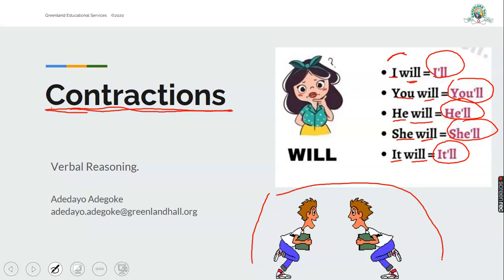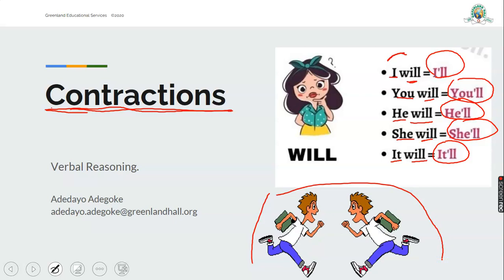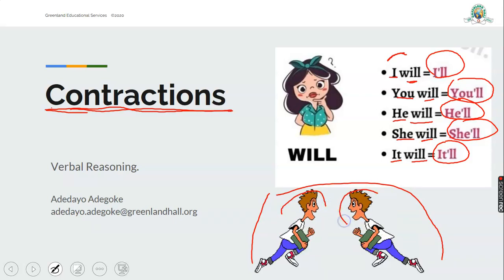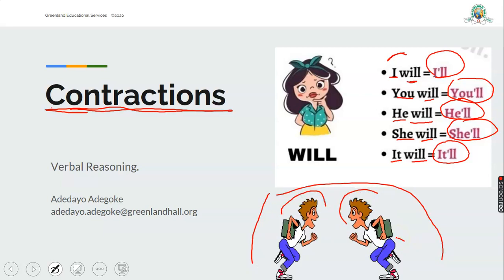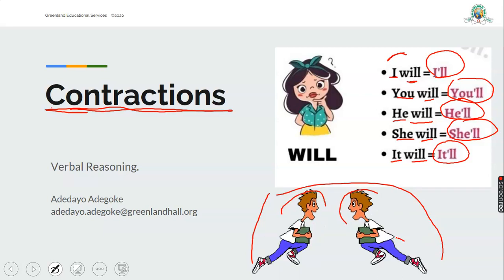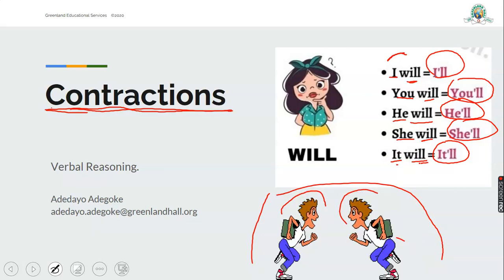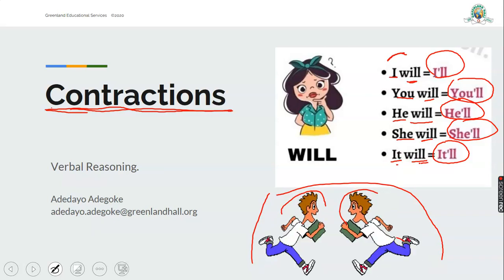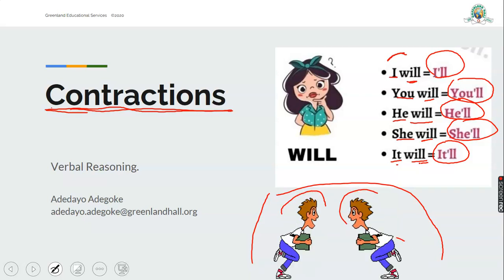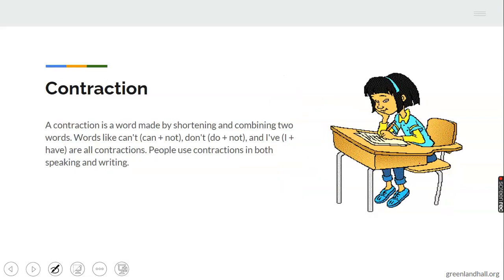Look at this picture that we have here. We have a boy on this side, another boy on this side. The two are trying to get together, running towards each other. That's what we are looking at in contraction. The first word and the second word come together as one. You are going to see when these two boys will come together as one at the latter part of this lesson. Okay, let's move forward.